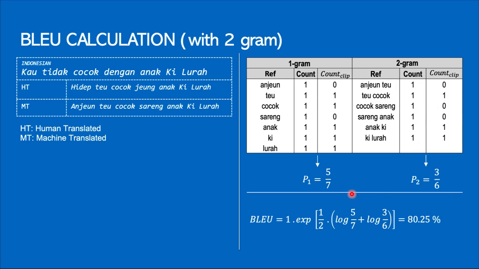After getting P1 and P2, we can calculate the final BLEU score based on the formula that I've just explained in the previous slide. The result of the BLEU score here is 80.25%. This result has good quality because we just use 2-gram. The BLEU score result should be lower if we use the default BLEU calculation using 4-gram.